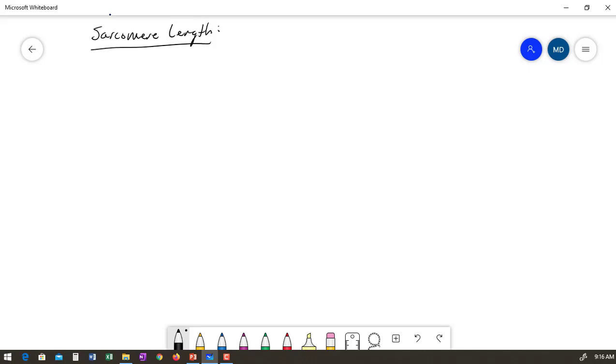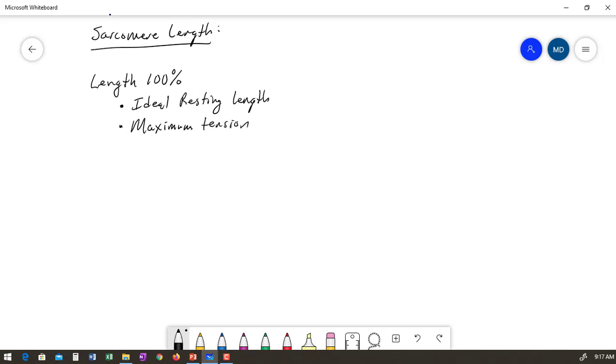Okay, so let's take a look at the length of a sarcomere. So sarcomere length is considered to be at 100% when it's at its kind of middle distance. So this is its ideal resting length. And at this length we also get maximum tension or maximum contraction, however you want to say that. So basically maximum force at this length. Let me draw Y here.